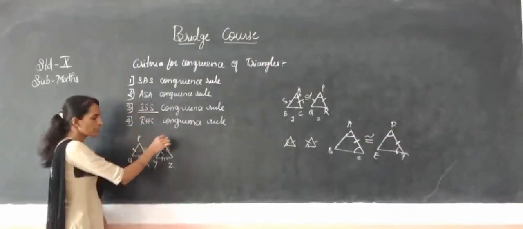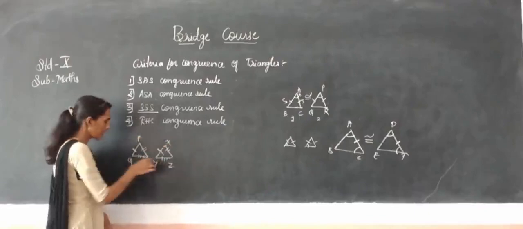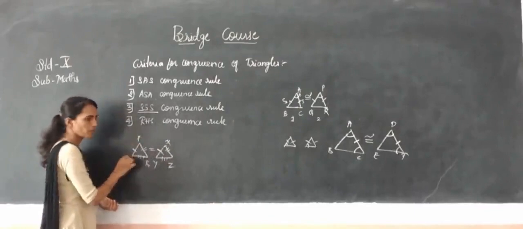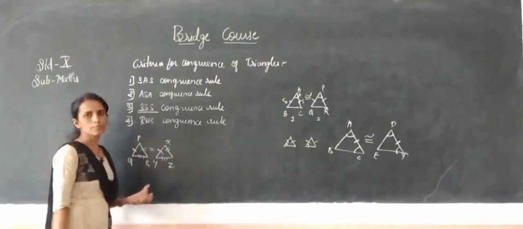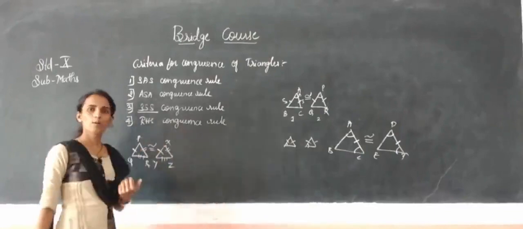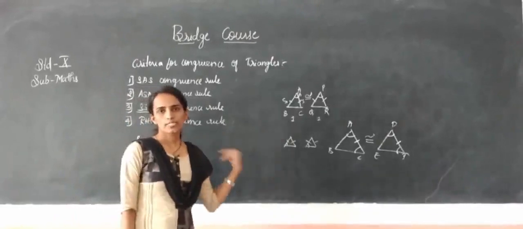So here PQ is equal to XY, PR is equal to XZ and QR is equal to YZ. So three sides of triangle PQR are equal to three corresponding sides of triangle XYZ. That time these two triangles are congruent here. So that is the side, side, side congruency rule.